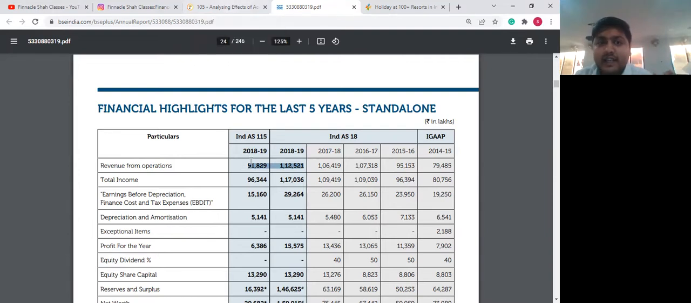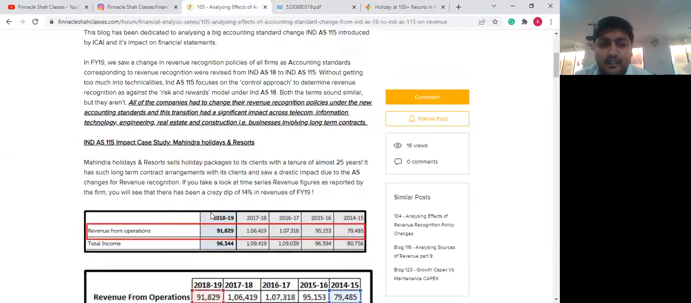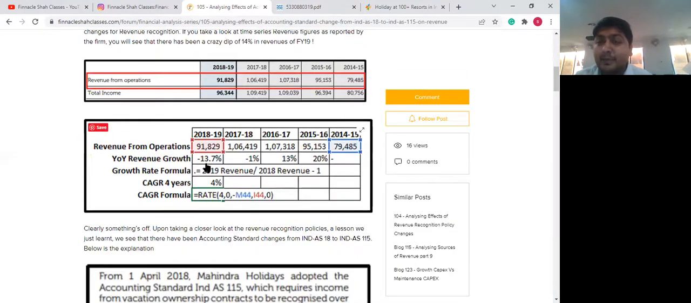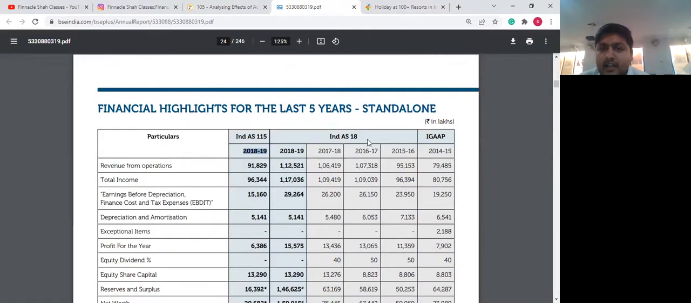An analyst would think that in 2019, the business at a standalone level saw a degrowth of nearly 14%, which you can see in our blog here, 13.7% drop in revenue. Now that's significant. Naturally, you can also see here that the figures are presented as per the accounting standards. So IND AS 18 from 2016 to 2018, and in 2019, it's IND AS 115.